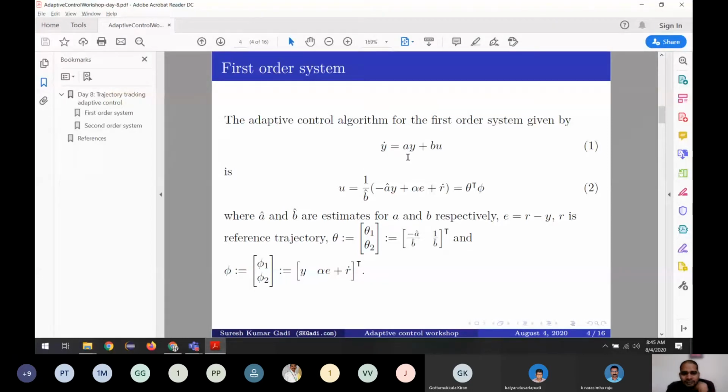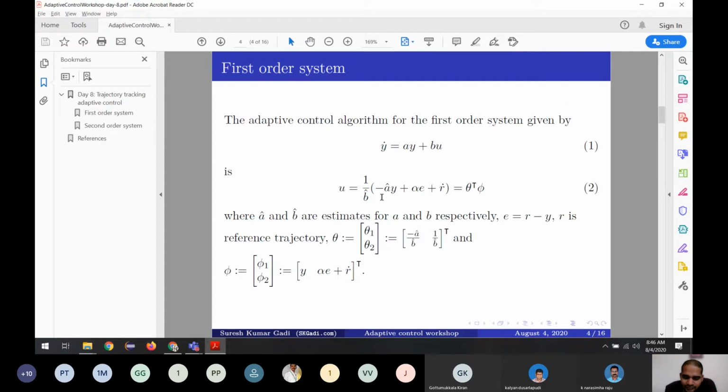So what is the control algorithm? The control algorithm is u, the input to this system. The u is equal to 1 divided by b cap multiplied by minus a cap y plus alpha e plus r dot. So let us see what b cap is. b cap and a cap are the estimates of a and b values. As we said, we don't know the values of a and b, but we are using a cap and b cap. These are the ones we will calculate during the simulation.